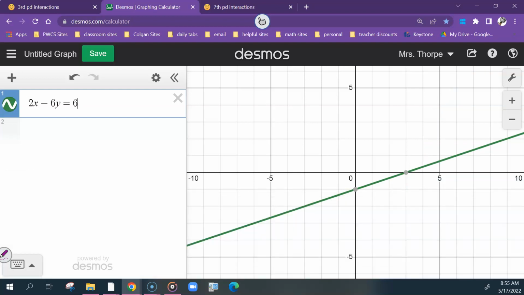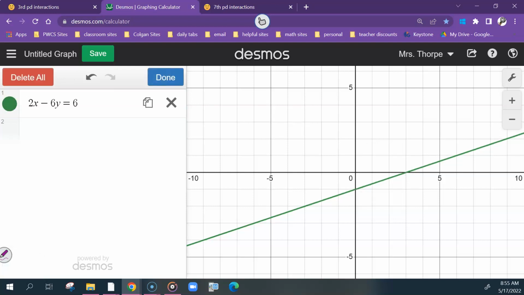Okay, so it'll give you the line. You could find the slope and y-intercept from this. But if you wanted to make sure those points were correct, one, you could click that and count it. Or you could do what they said, which was click the gear.